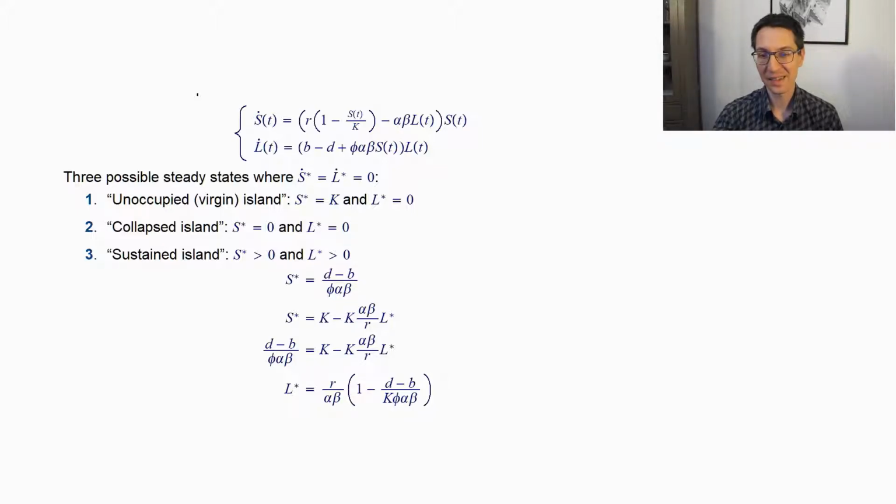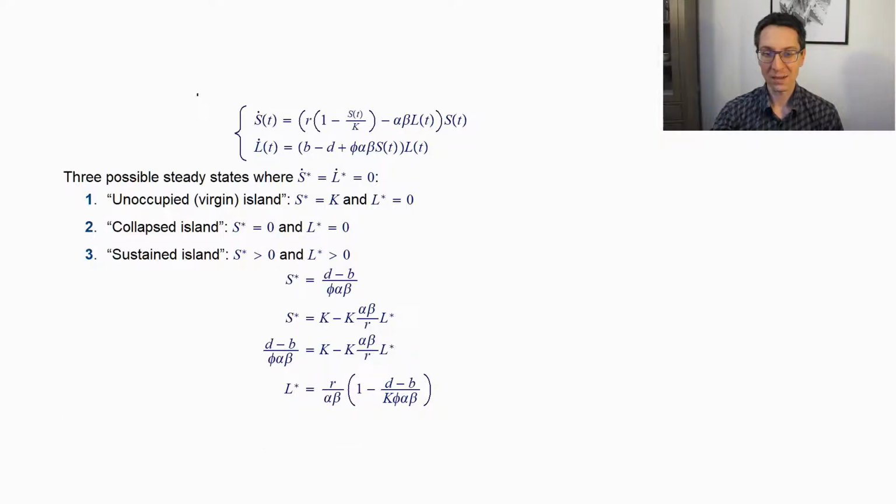So this looks like it answers the age-old question: is it possible for humans and nature to live in peace? Well, according to this model, yes, as long as the resource stock is exactly equal to (D minus B) divided by phi alpha beta, and the population is exactly equal to R divided by alpha beta times 1 minus (D minus B) divided by K phi alpha beta.